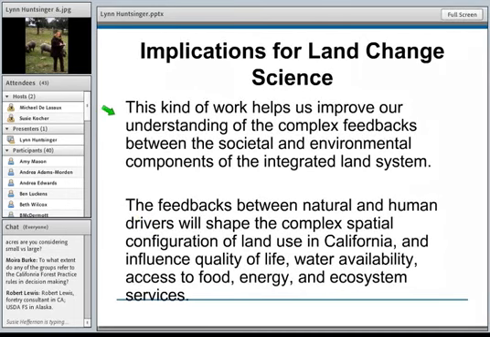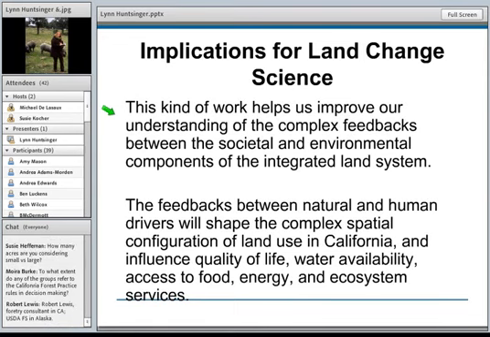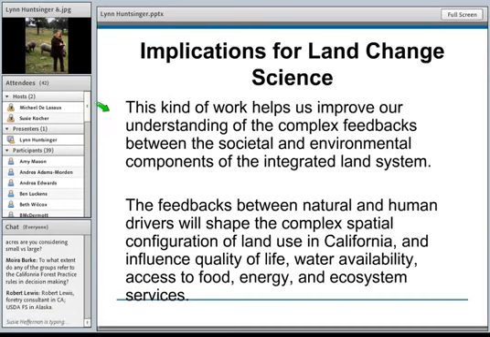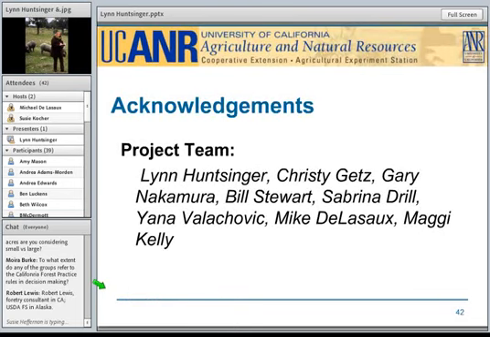If you're talking about land change science, looking at that, using surveys can also be very useful in helping us improve our understanding of how society and land change together and relate to each other. There's feedbacks between natural and human drivers that shape how land is used in California and managed, and that ultimately influences the quality of life, water availability, access to food, energy, and ecosystem services.